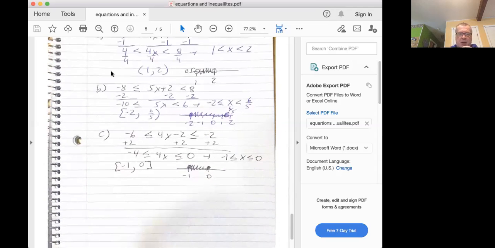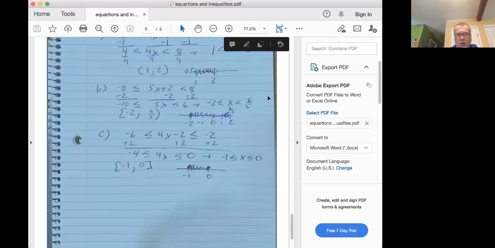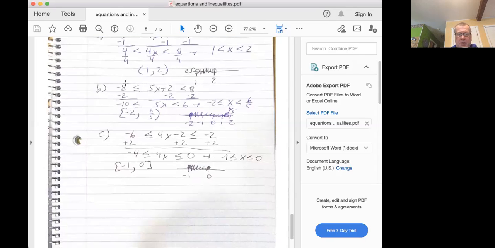So let's take a look at this. So again, same idea. If this 8 wasn't here, I'd subtract 2. If this minus 8 wasn't here, I'd subtract 2 from this. So I'm going to subtract 2 all the way across. So that gives us minus 8 minus 2, or minus 10, is less than or equal to 5x, which is less than 8 minus 2, or 6.